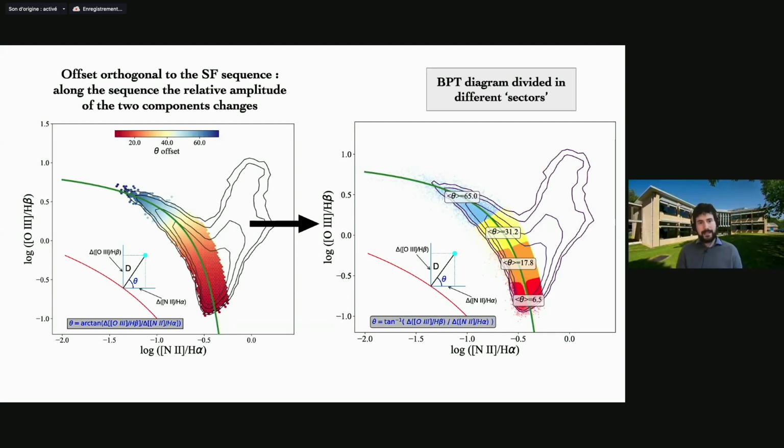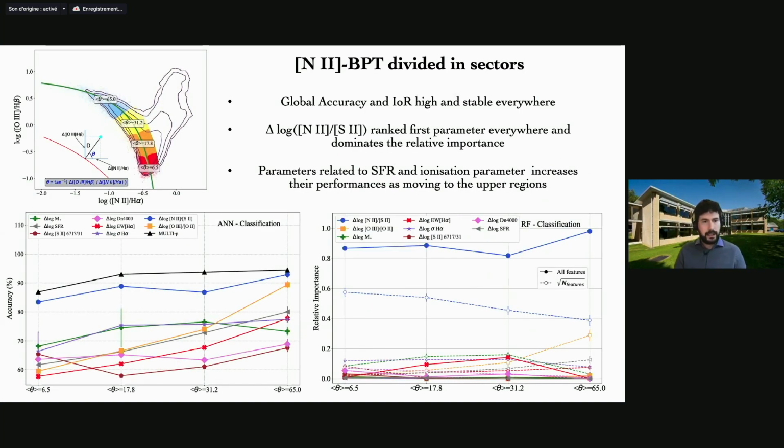So to test this, we've implemented a simple test. We have divided the BPT diagram, the sequence of star-forming galaxies, into 4 separate sectors and repeated the analysis. And this is what we get in terms of both individual predictive power and for the full set from the artificial neural networks and the random forest. Here I'm just showing the classification, but regression results are more or less the same.